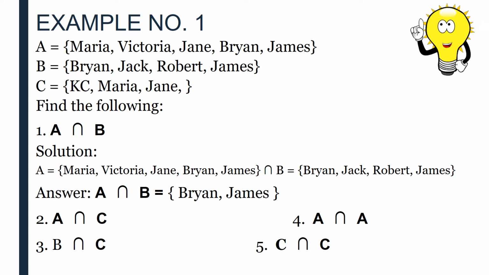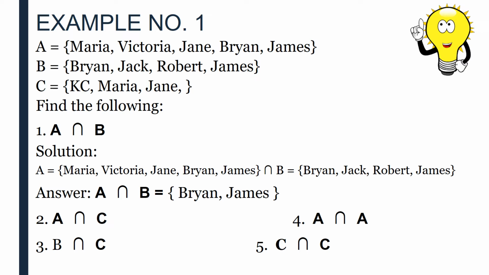For example, set A: Maria, Victoria, Jane, Brian, and James. Set B: Brian, Jack, Robert, James. Set C: Casey, Maria, and Jane. So number 1, we're going to find the intersection of set A and set B.